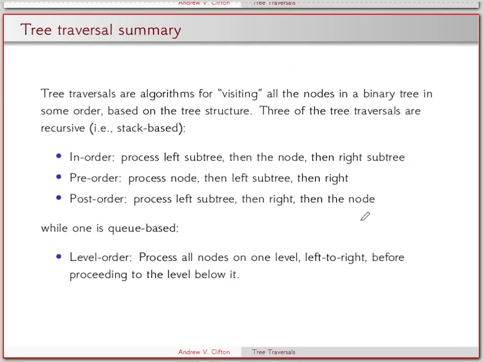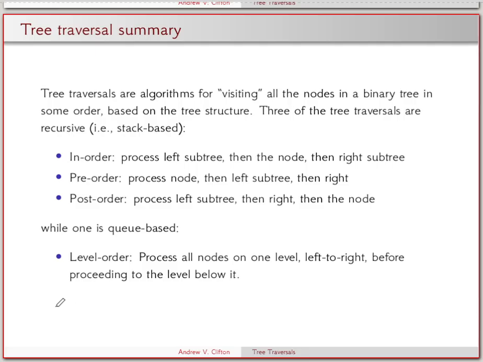Okay, so those are tree traversals, right? They are methods for visiting all the nodes in a binary tree in some order based on the tree structure. You've got your in-order traversal, which gives you stuff in ascending order, then pre-order and post-order, which are variations on where the recursive calls go, and then the level order, which is our queue-based one that gives us stuff in stripes from top to bottom.